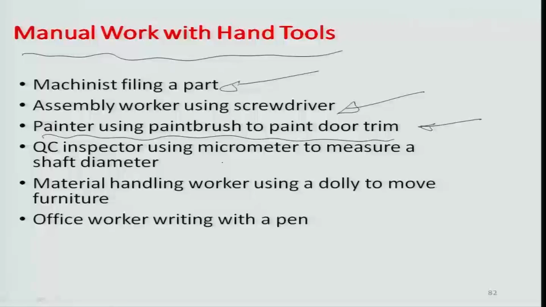A QC inspector using a micrometer to measure a shaft diameter. You're using a tool to do that, but then again this tool, the screws on the micrometer, the way you grip the job, the way you align the micrometer with respect to the job, again is dependent completely on the inspector who is doing it. So that's a manual work system.